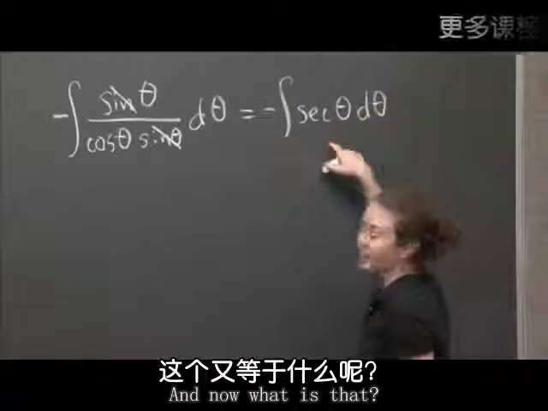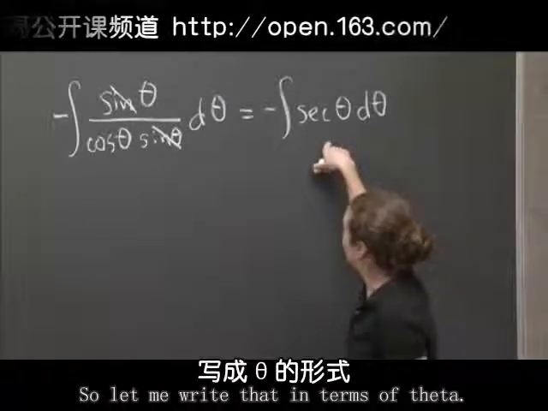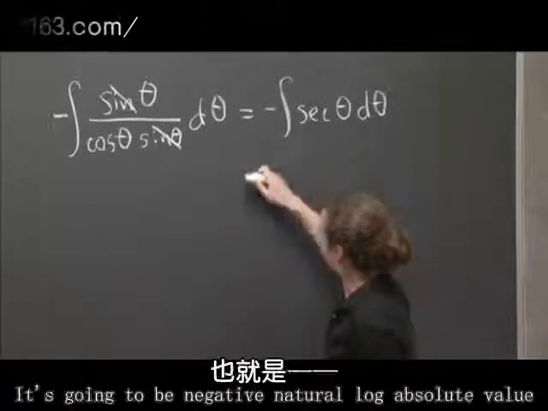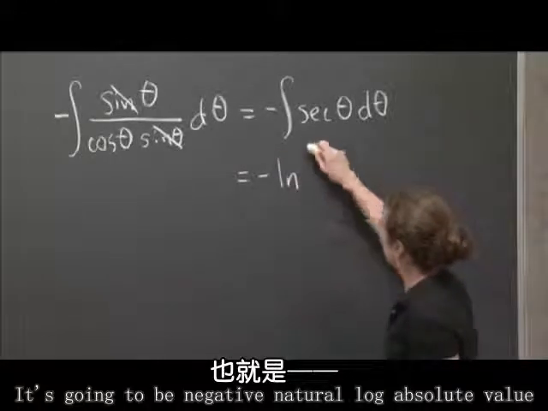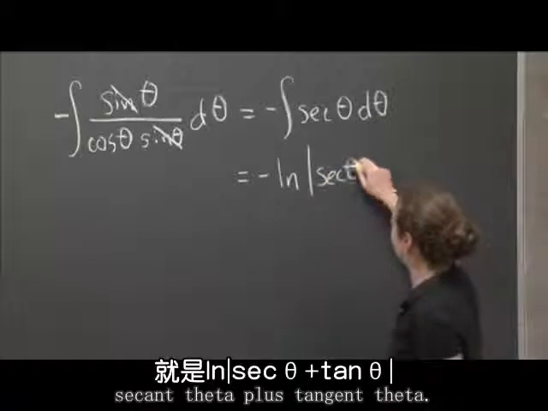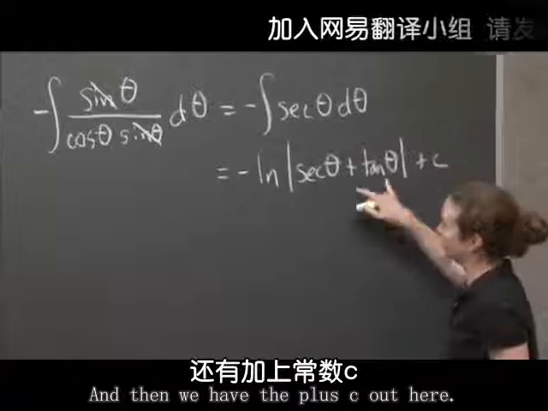And now what is that? Well, we know how to integrate secant. So let me write that in terms of theta. It's going to be negative natural log absolute value secant theta plus tangent theta. And then we have the plus c out here.